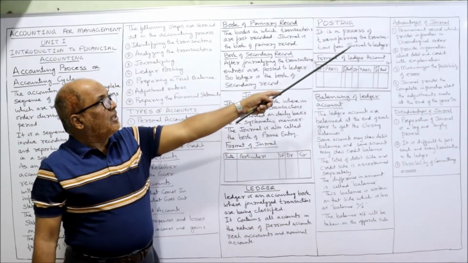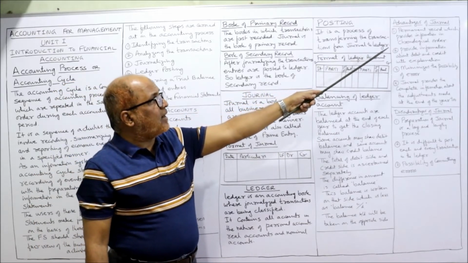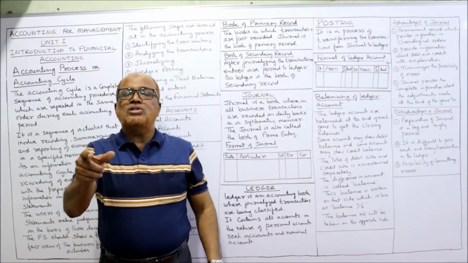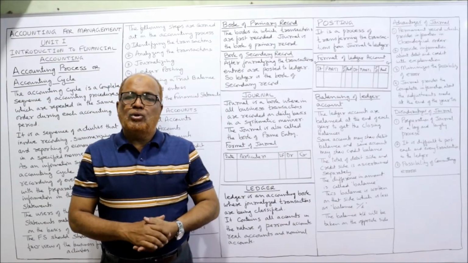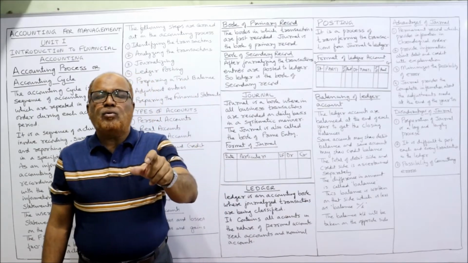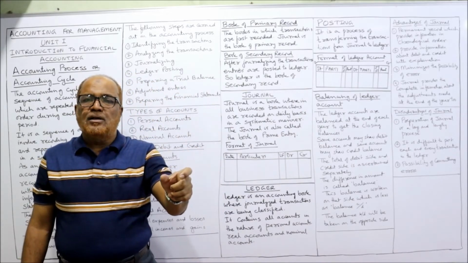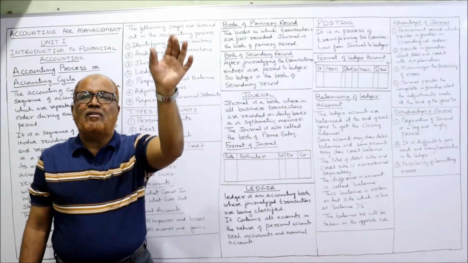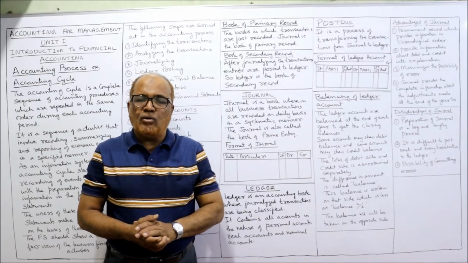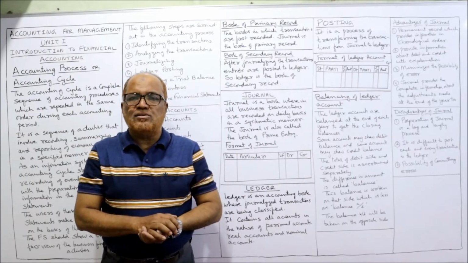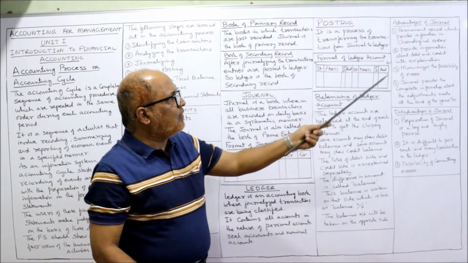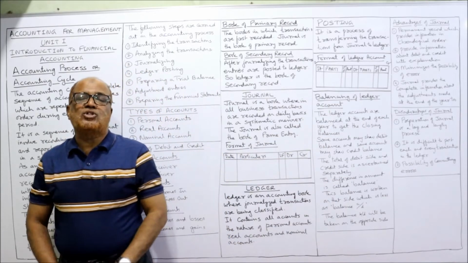Now the last thing is advantages and disadvantages of journal. The first advantage is a permanent record which provides information in chronological order. Chronological order means date wise. So we have arranged all the transactions date wise, showing what transaction took place on a particular date. So it will be very easy to find out when a transaction took place, and which transaction took place on that particular day.